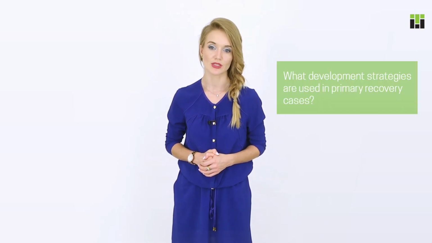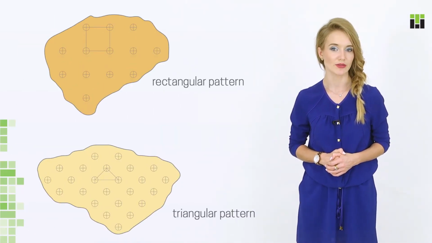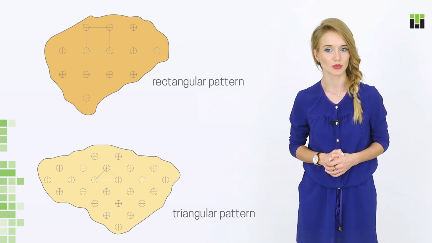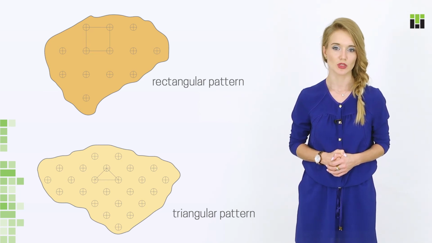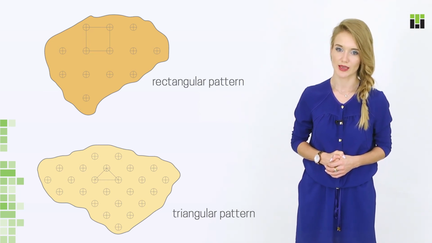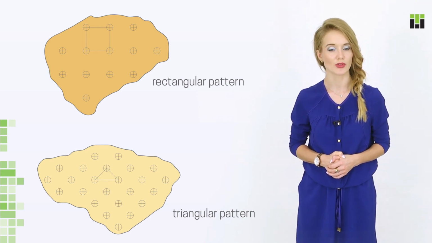What development strategies are used in primary recovery cases? If we deal with solution gas drive and we expect the oil-water contact to be more or less static, we use a regular uniform four-spot or five-spot well pattern. If we expect oil-water and oil-gas contacts to move, we design our well pattern trying to account for this movement.